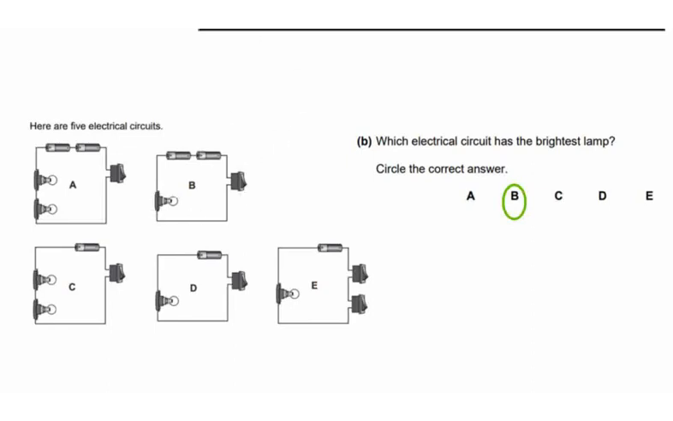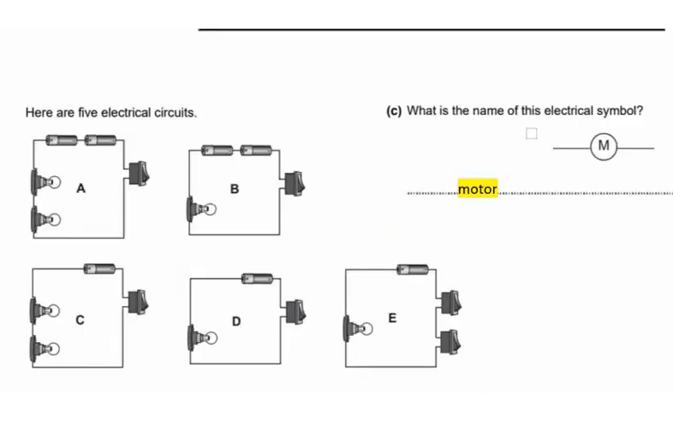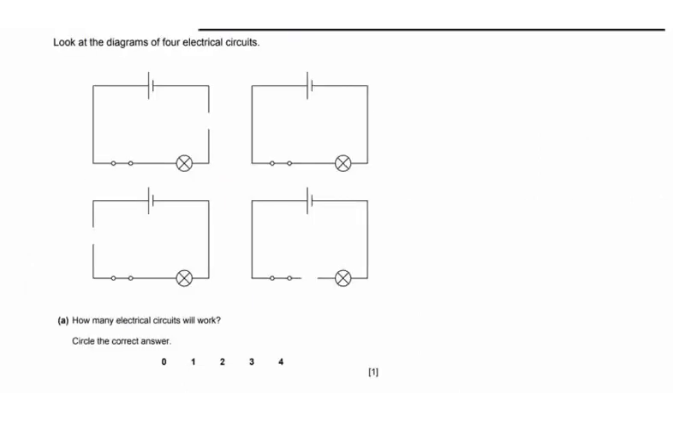brightest lamp. Question C. What is the name of this electrical symbol? 10 seconds from now. The answer is, this is the symbol for motor. This is the fifth question of our quiz today.